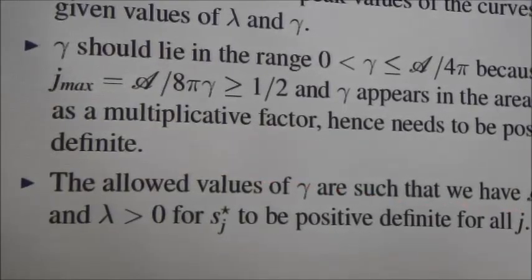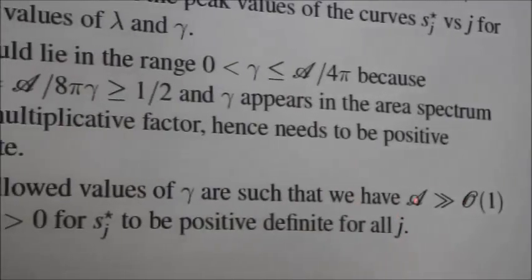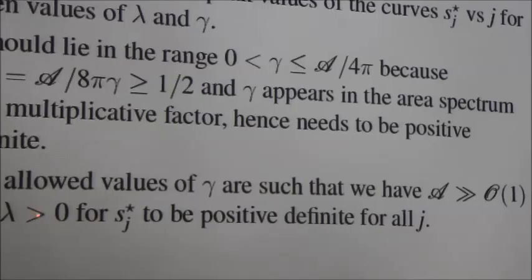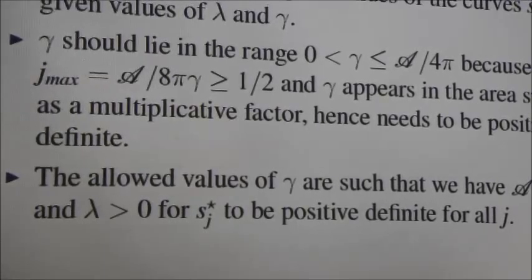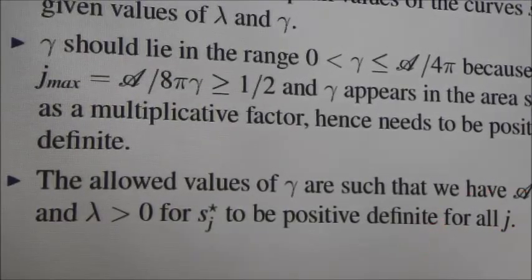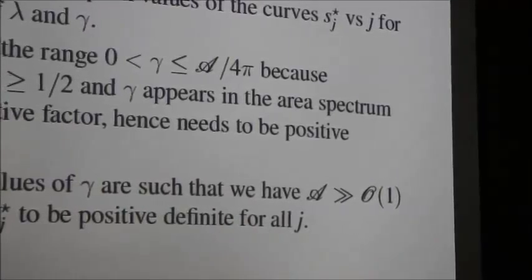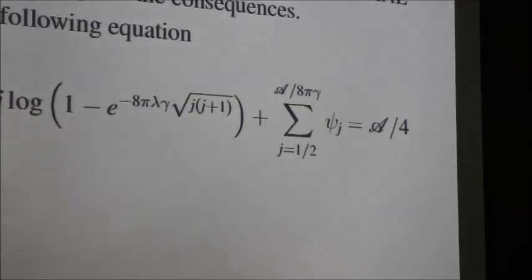And finally, in the large area limit which I am considering here, lambda should be positive definite, such that Sj star, which represents the number of punctures for some values of j, should be positive definite for all j. And how do I find out these things? The other thing, the most crucial thing I missed out, is that I demand that this entropy is given by A by 4, that is the Bekenstein-Hawking entropy.